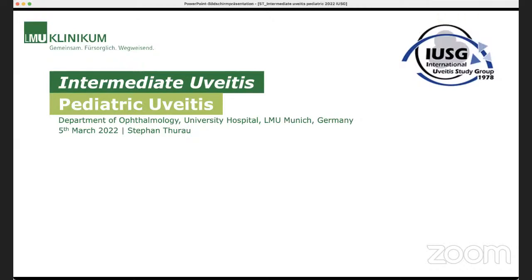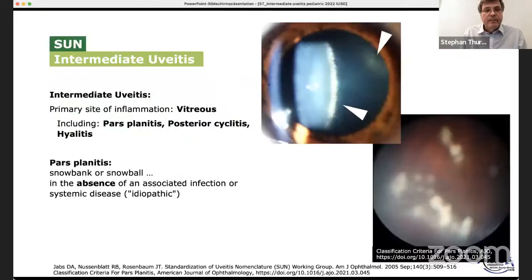So my topic is intermediate uveitis in children. I think we also have to go back to the SUN classification of uveitis, because especially intermediate uveitis is sometimes a little difficult to understand. Intermediate uveitis is an inflammation where the primary site is the vitreous, and this includes the pars plana infiltrates, posterior cyclitis, as well as hyalitis.